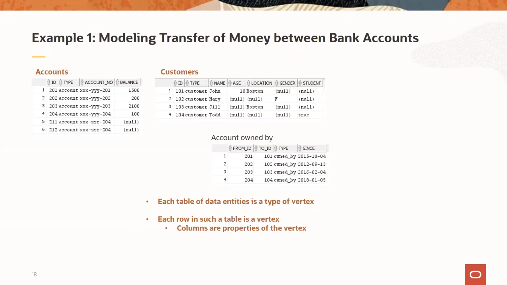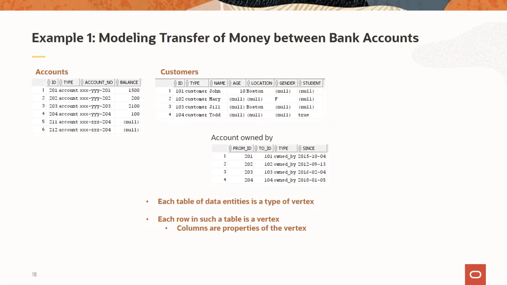So intuitively, typically, each data entity can be a set of vertices. So if you have a table of entities, like a table of accounts or a table of customers, those typically can be considered vertices. That is, each row in these tables will be a vertex, and the column values would become properties of that vertex. So when you have a table customers, then you have a set of vertices with a label customers, with each row becoming a vertex in your graph.